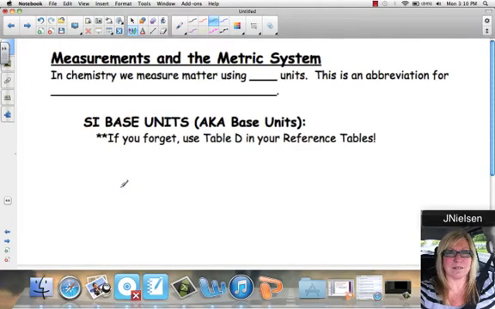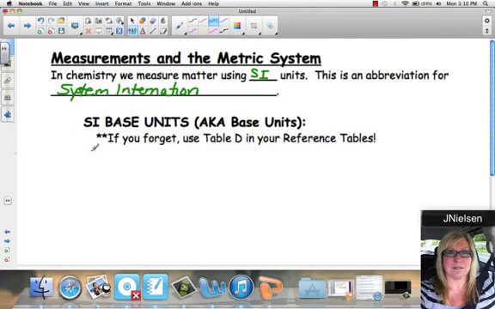You should be on page 11 in your notes. Top of the page says measurements and the metric system. And in chemistry, we measure matter using what's called SI units. And the SI stands for System International. And you're familiar with this, you've just never seen the name before.